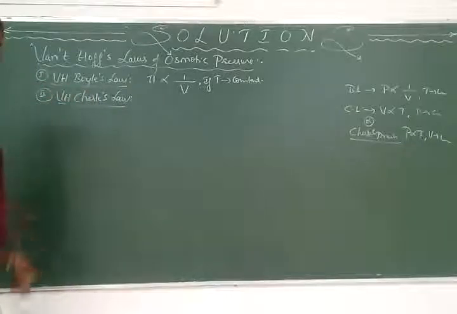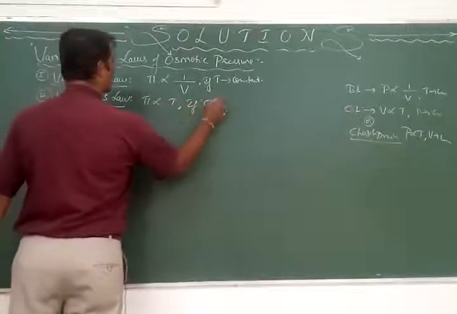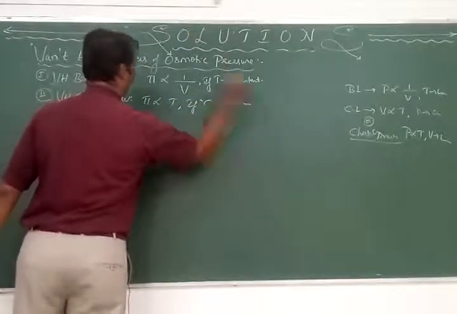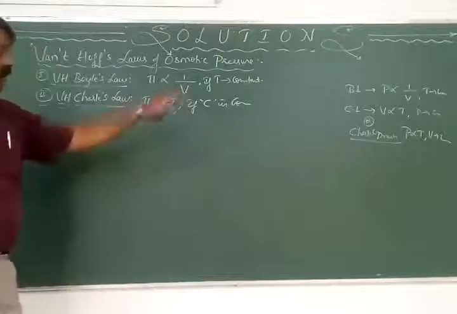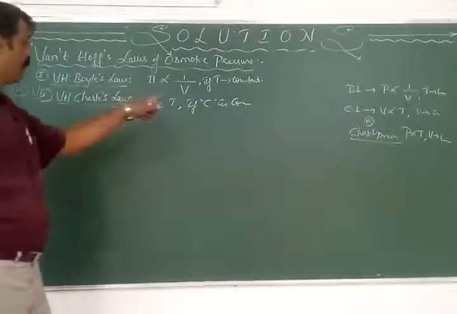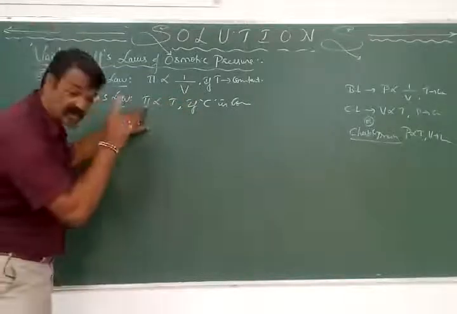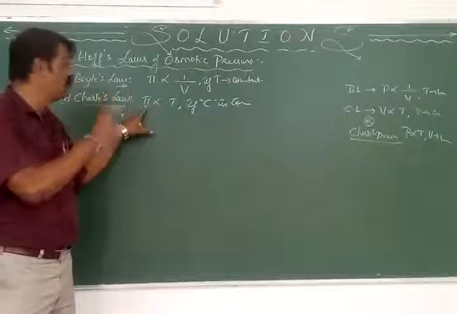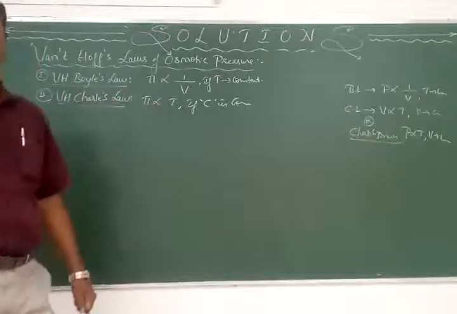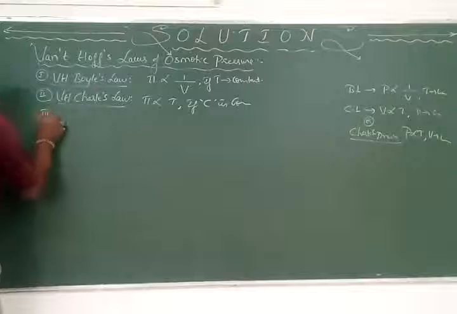Based on the same, we have another law that is called Van 't Hoff which law? Charles law. Pi is proportional to T if C is constant. At constant concentration, instead of volume, we have mentioned concentration here. It is the concentration that is kept constant. The osmotic pressure of only the what solution? Only the dilute solution varies directly with its what temperature? Absolute temperature. Okay.